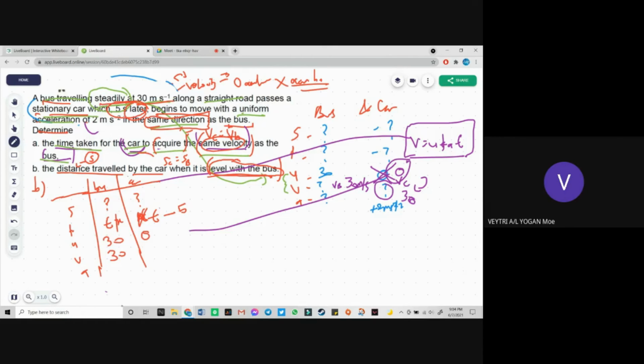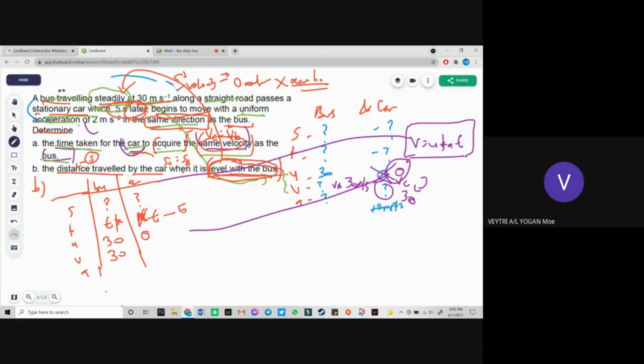Kenapa? It is still travelling. Kalau dia cakap, when it is level with the bus, then the bus stops, baru final velocity kosong. Yang ini, terang-terang bus itu travel steadily, then the bus keeps on travelling, but the car is accelerating so that dia side by side dengan bus. So that's why I maintain initial and final 30.